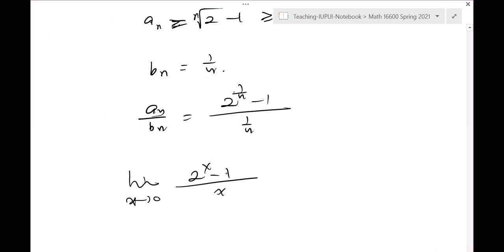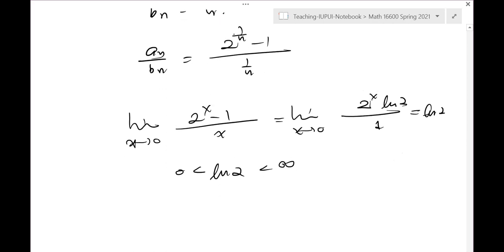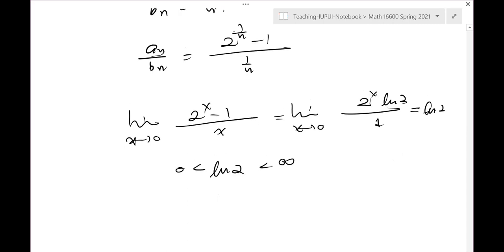When x approaches 0, the numerator approaches 0, the denominator approaches 0, so I can apply L'Hopital's rule. The numerator is 2 to the x natural log of 2, and the denominator is 1. So the limit is natural log of 2. Natural log of 2 is a finite positive number. So that means the convergence of sigma an is equivalent to the convergence of sigma bn.